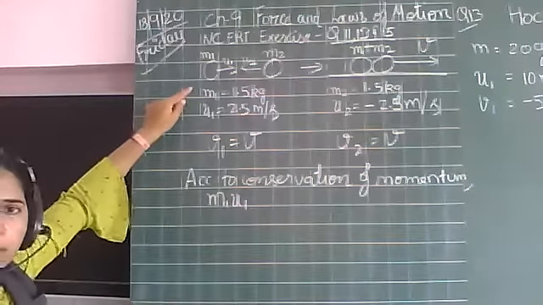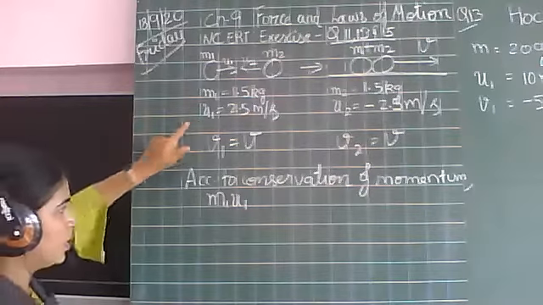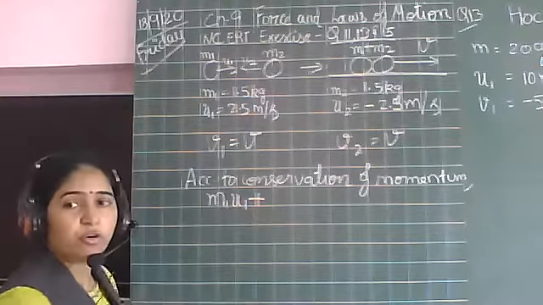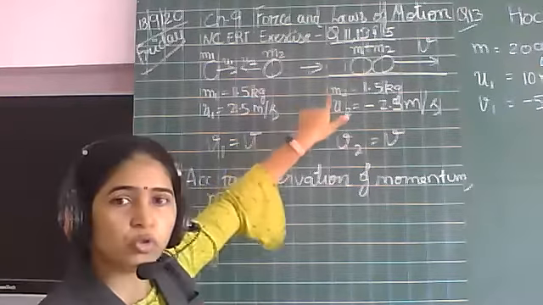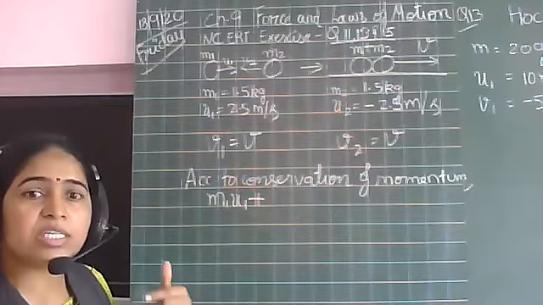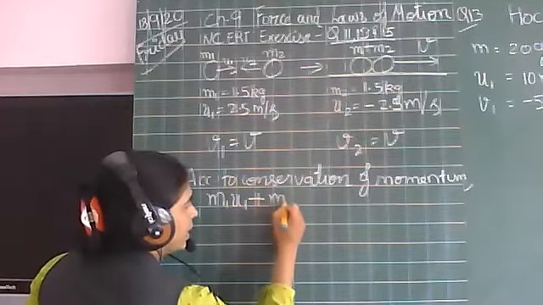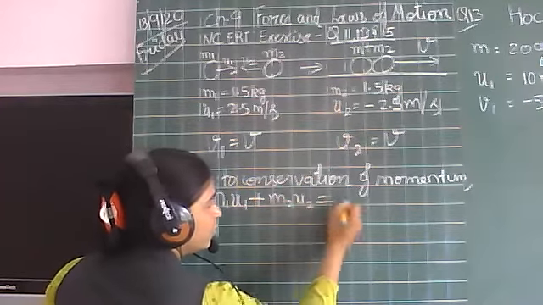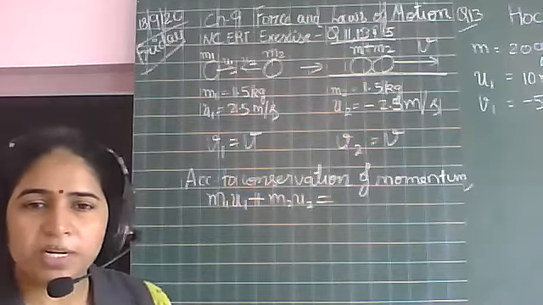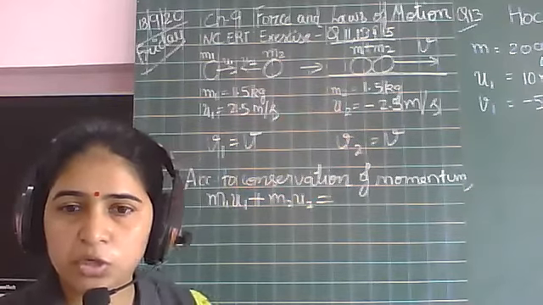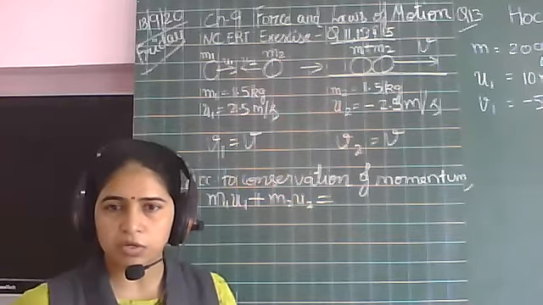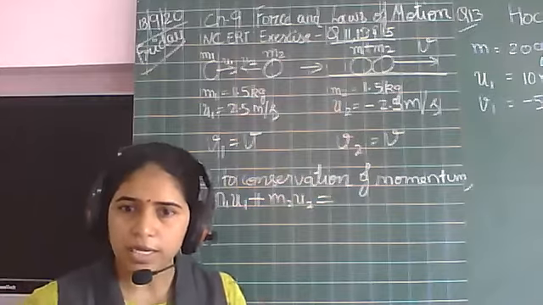Before collision, mass is the same, initial velocity is u1. That is for object 1. For object 2 it would be m2 u2, because u2 is initial velocity. This equals the sum of momentum after collision. After collision the velocities will be final velocities, right? Instead of u, v will come, right?